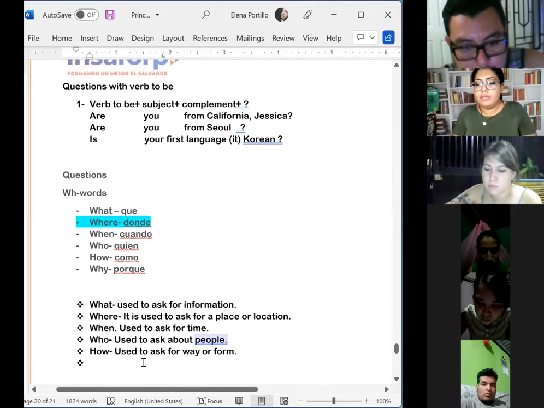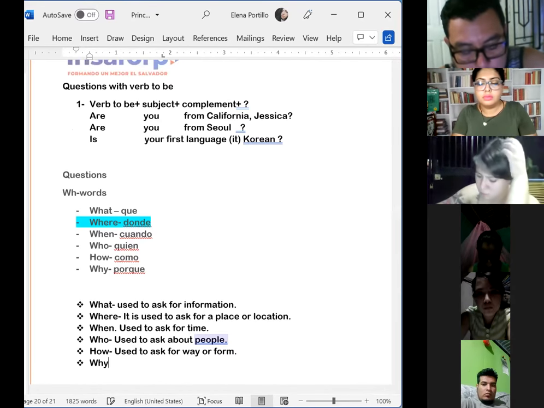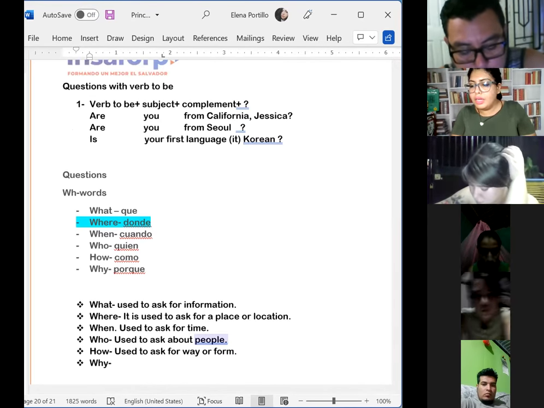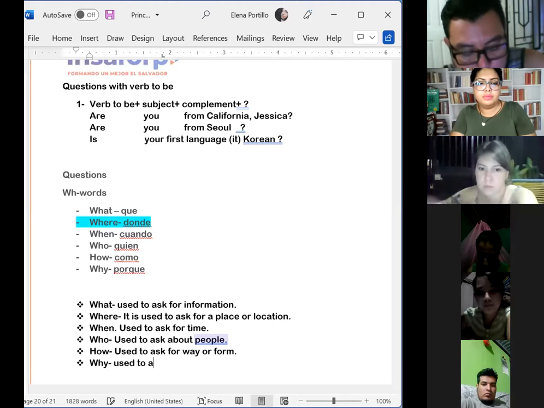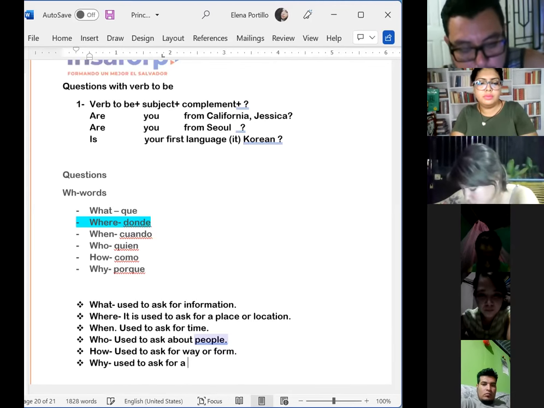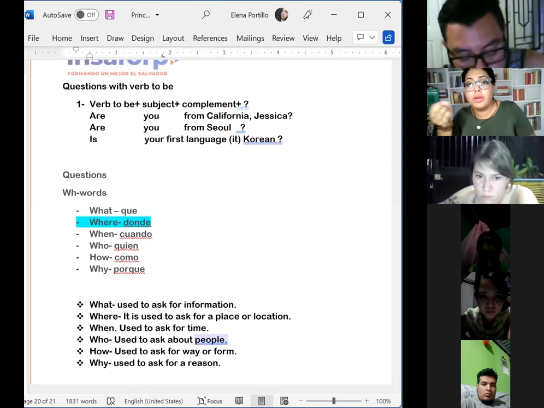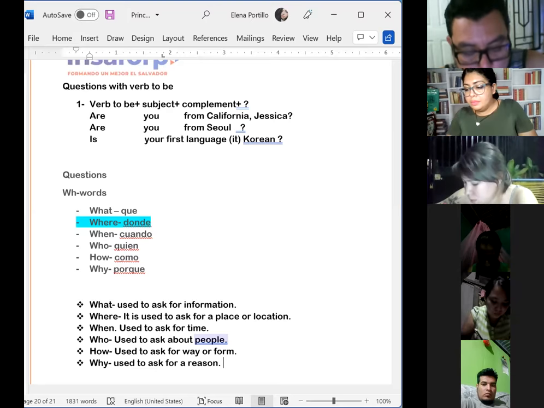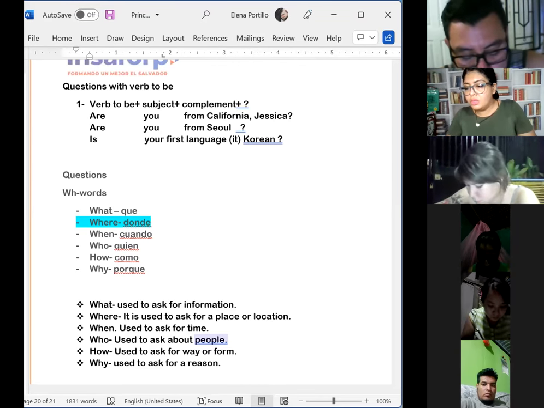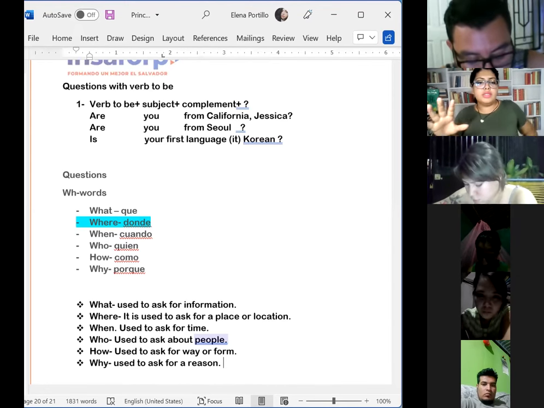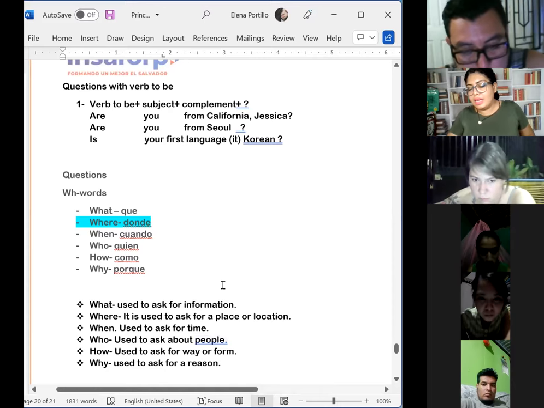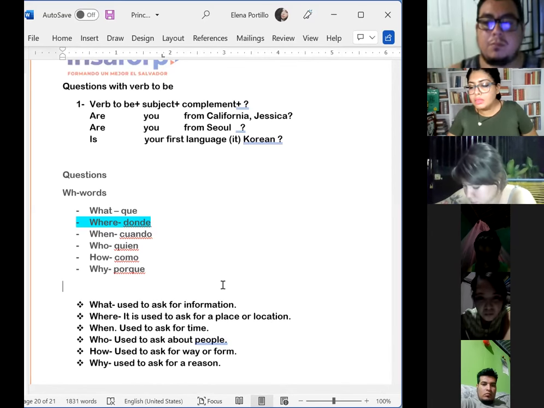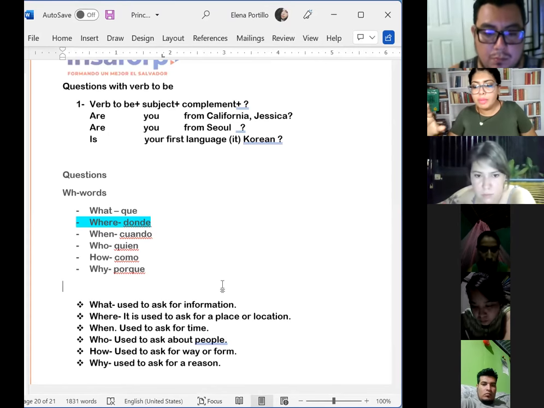And then we have a why. Tenemos por qué. And it says, used to ask for a reason. Lo utilizamos para pedir razones. Why, por qué. So in that case, we have this. Tenemos esto, ¿verdad? Con estas frases, nosotros podemos entender en qué situaciones vamos a utilizar este tipo de preguntas, ¿verdad?